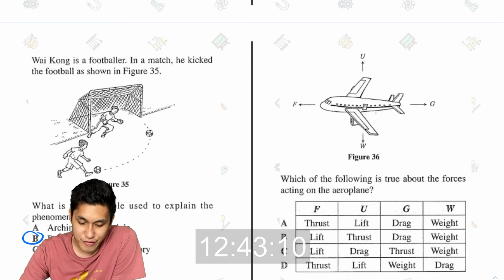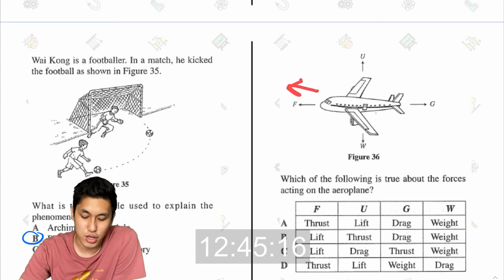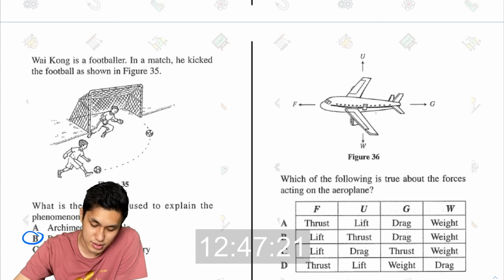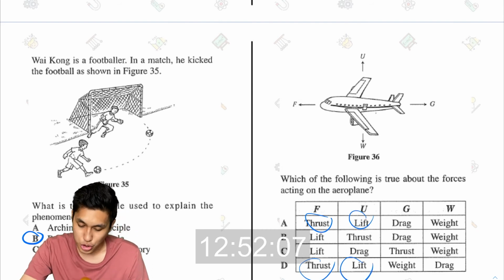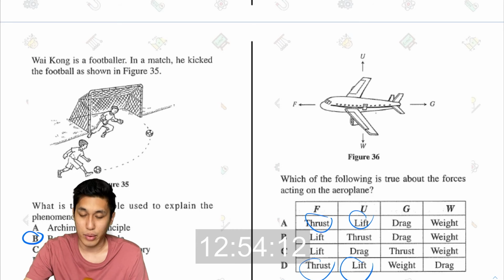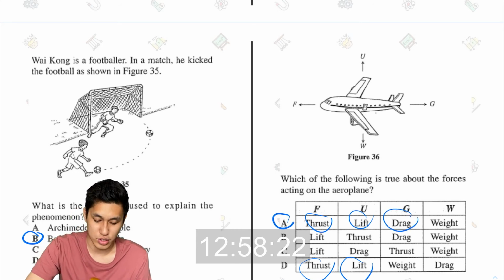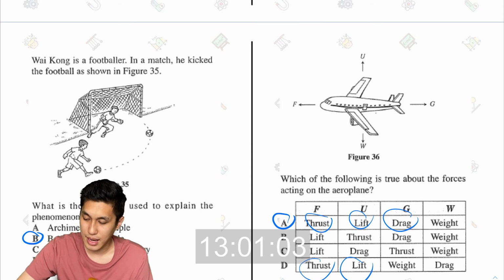Next one, which of the following is true about the forces acting on the aeroplane? So F, we know the forward force is called thrust, right? U, the upwards force, is called lift. G, the backwards force, is what we call drag, or air friction. And W is weight. So the answer here would be A.